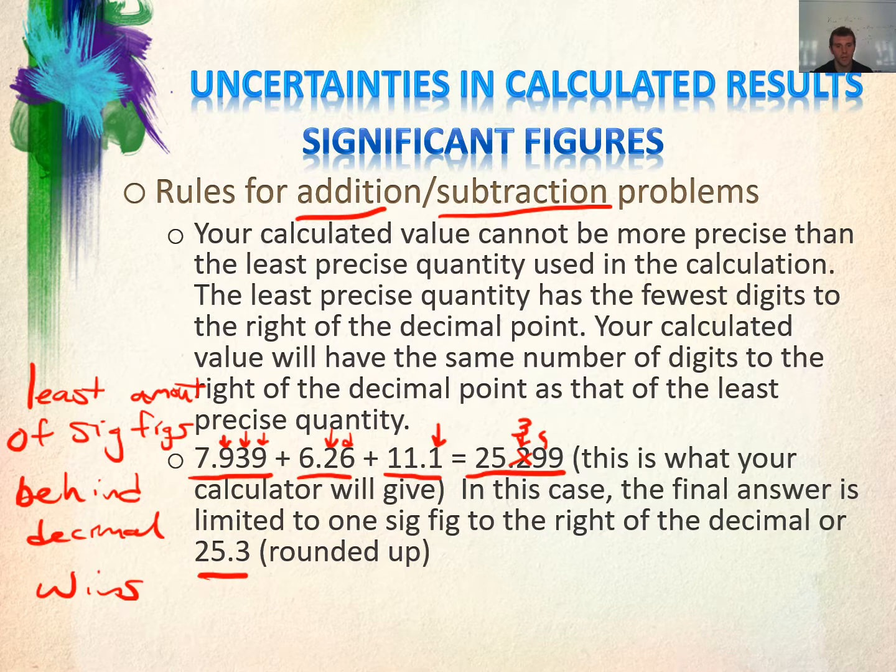So I add the numbers up like normal, and then I round to figure out what it is. So I know I should only have one number, so I round the one before it. 9 goes up to a 10, so this 2 changes to a 3, 25.3.